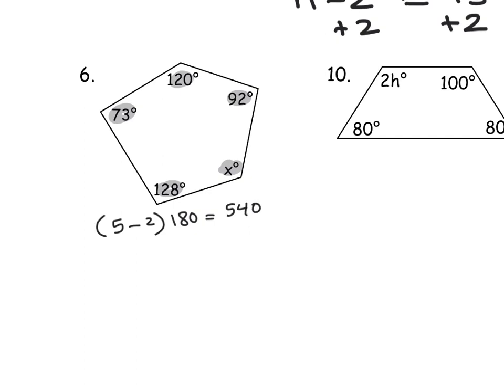So if I want to find x, I can add all of those together. So if I add 92 plus 120 plus 73 plus 128, that's going to give me 411 degrees. That's the sum of all the given angles. Then if I want to find x, I can simply subtract 411 from 540, and that's going to give me x. So x is going to be 129 degrees.